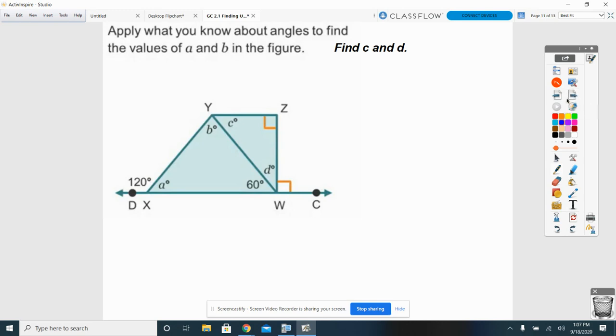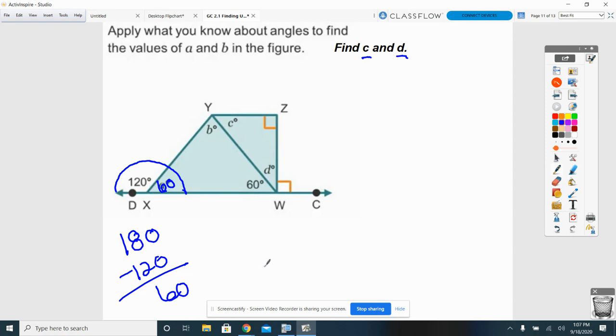Now we're going to try to use everything we know to solve these tricky puzzles. They want us to find C and D, but sometimes we have to skip around and just find the stuff we know. What is the easiest thing to find here? In my opinion, the easiest thing to find would be A, because that makes a straight line. So 180 minus 120 is 60, and A is going to be 60 degrees.